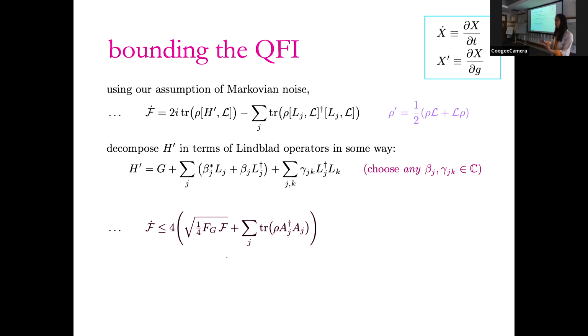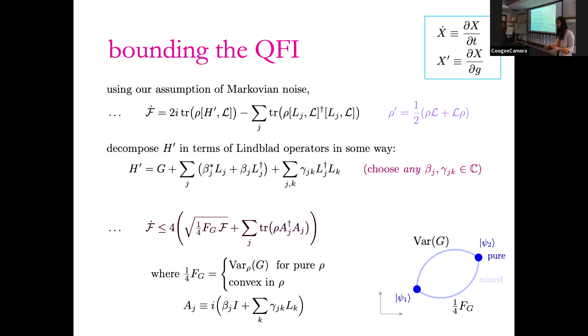But for now, for arbitrary beta and gamma, we substitute this decomposition back into our equation for f dot, and then we can eventually arrive at this upper bound on f dot by doing some more algebra, applying Cauchy-Schwarz a couple of times. So to explain this bound, here each A_j is this operator, which depends on the beta and gamma coefficients that we chose, as well as the Lindblad operators. And f sub g is a quantity which depends both on rho and on G.